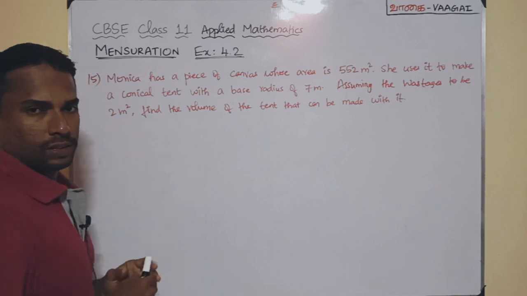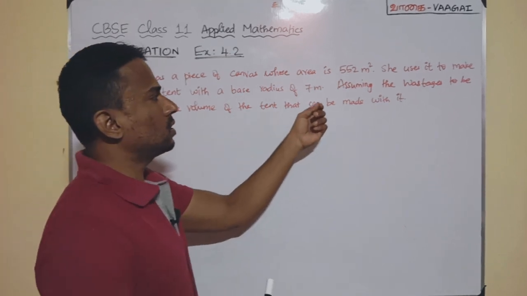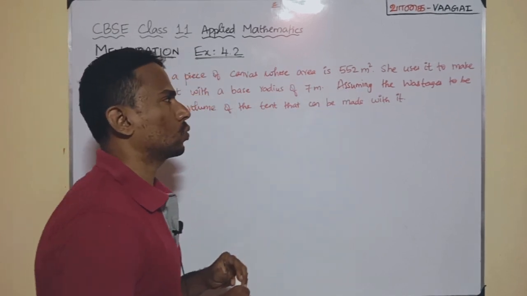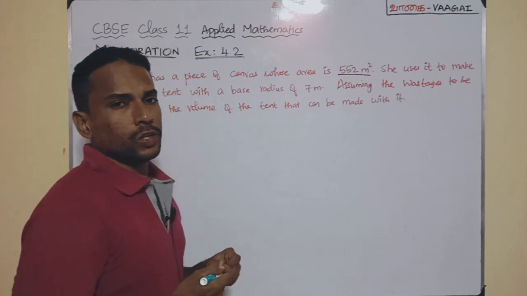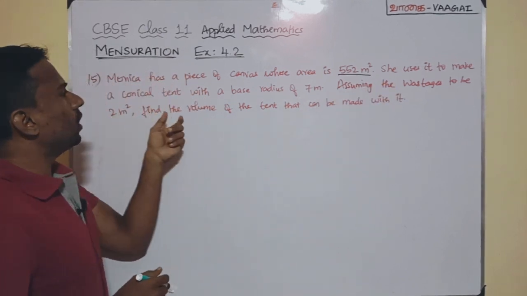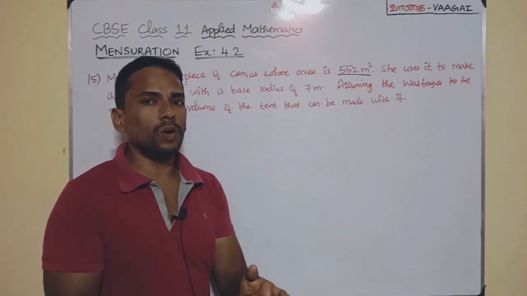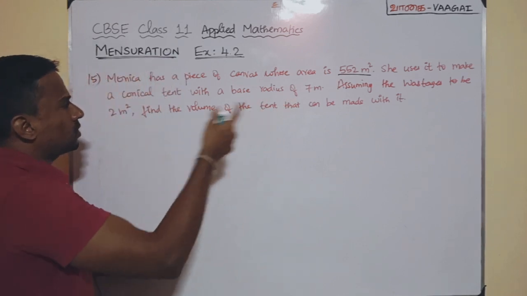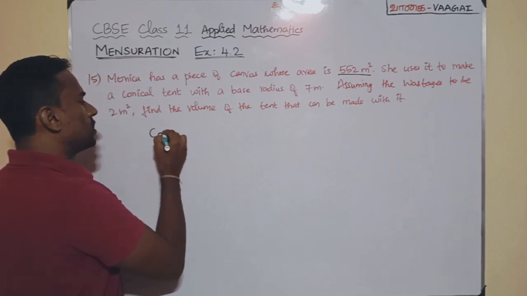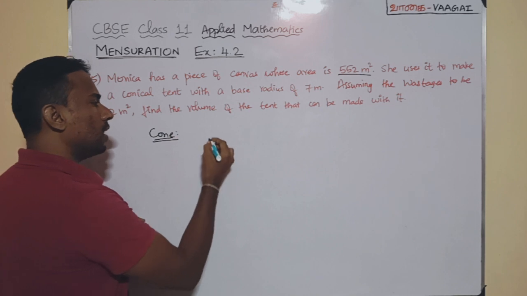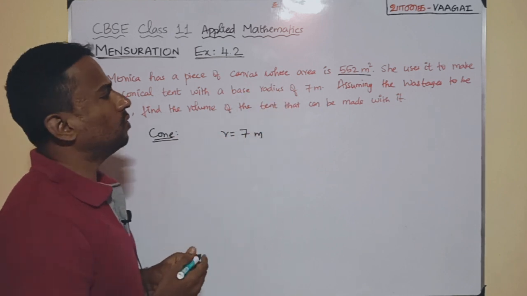Question number 15 with us. Monica has a piece of canvas whose area is 552 meters square. So that is the material she is having. She uses it to make a conical tent with a base radius of 7 meters. So she is trying to make a conical tent. That means the shape which is formed is going to be a cone, and they also mentioned that the radius of this cone is going to be 7 meters. Please take a note of it.